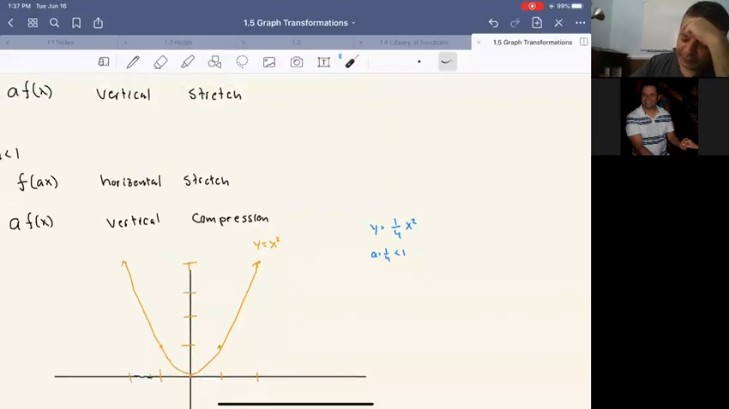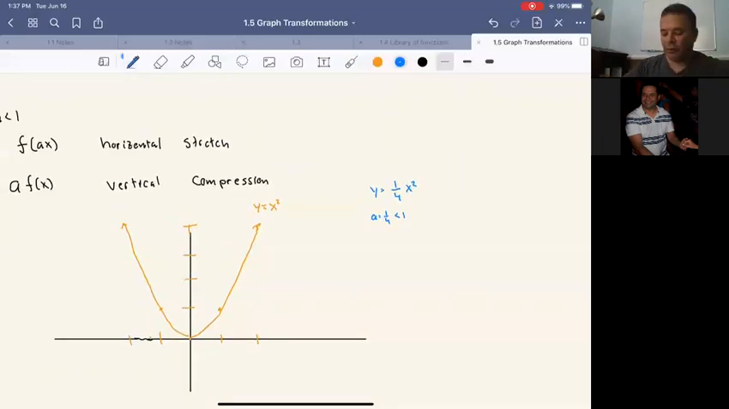So now, when x equals 0, they're the same. But when x equals 1, instead of getting 1 as output, we get 1/4 as output. And instead of getting 4 as output at x equals 2, we're going to get 1 as the output.